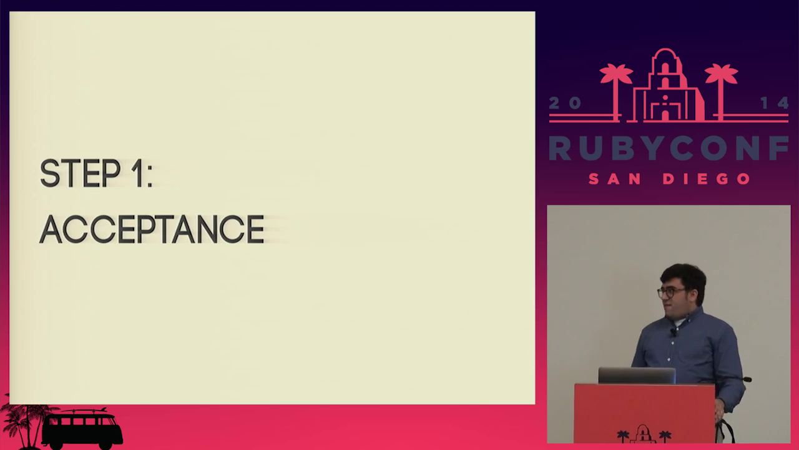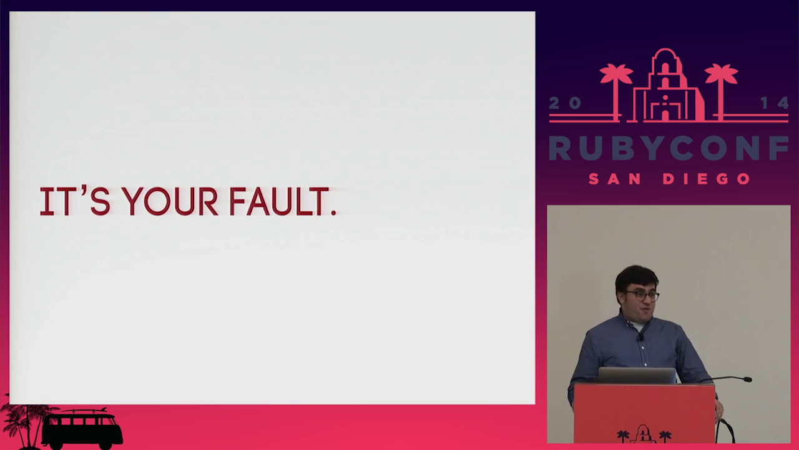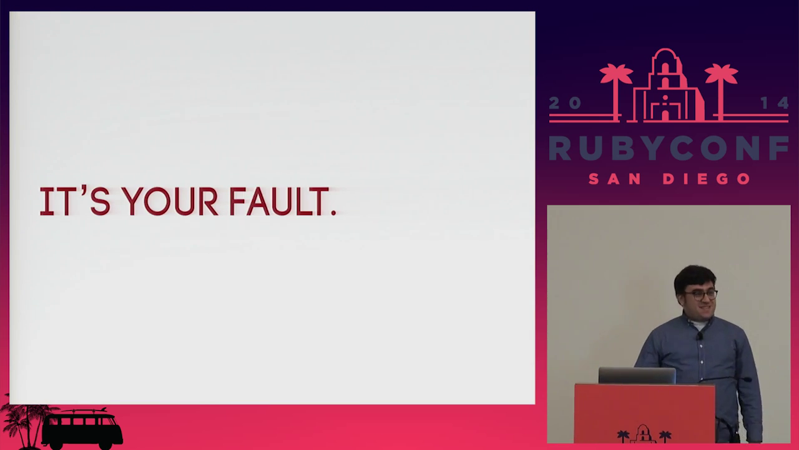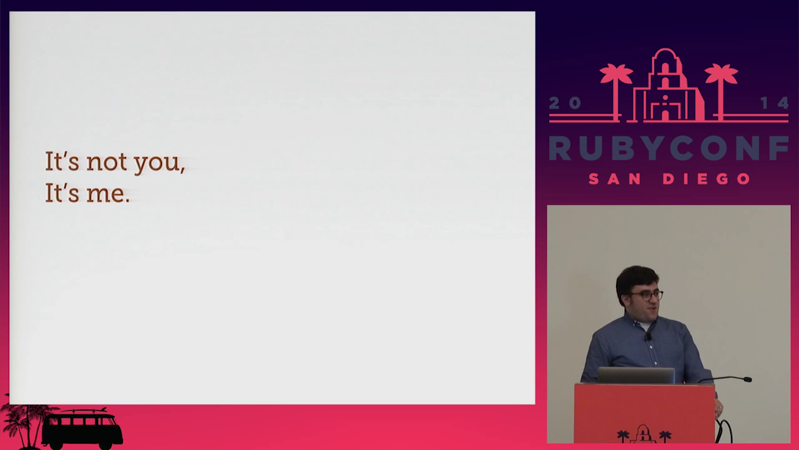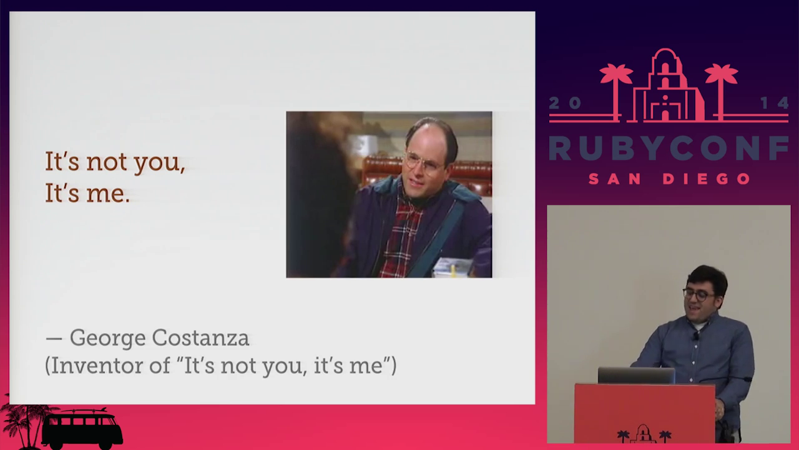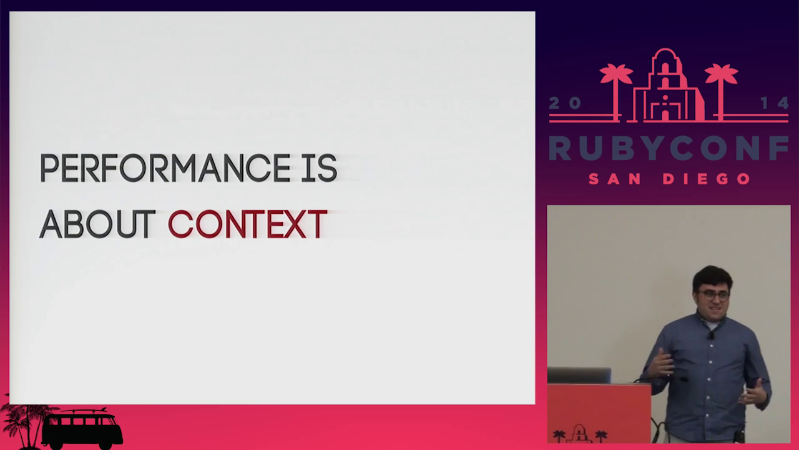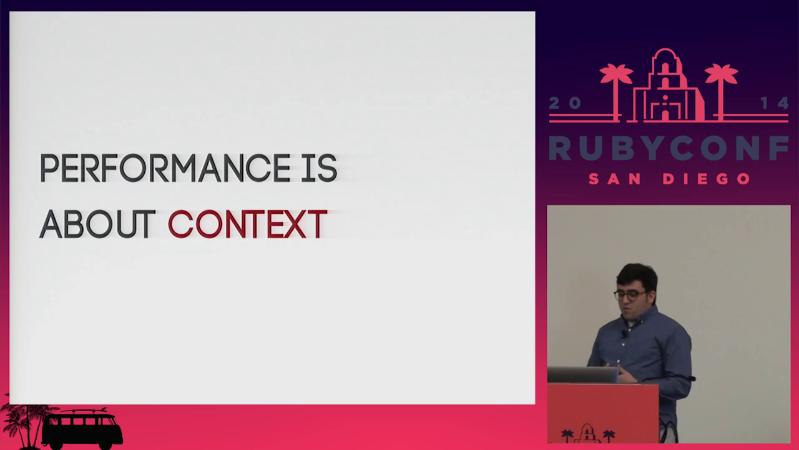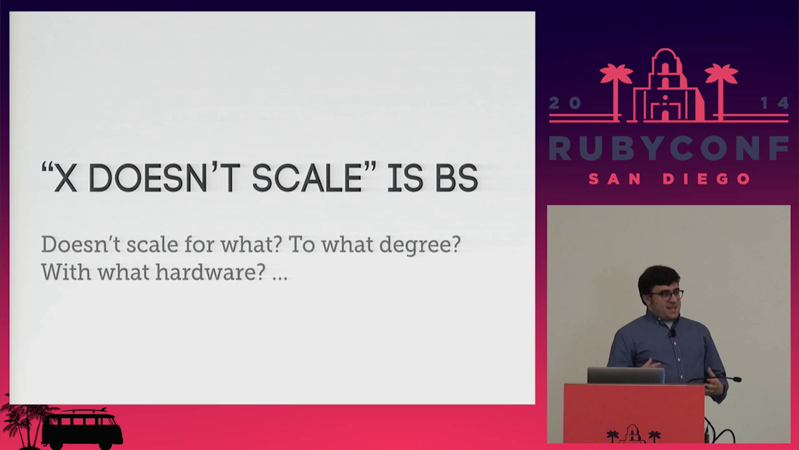So step one of any therapy session is acceptance. So it's your fault. Sorry, the Ruby performance, it's your fault. Really? Yes, it's your fault. And in the words of a famous philosopher, it's not you, it's me. What I mean by that is that performance is about context. And when we talk about Ruby performance or any performance, we have to talk about the context.